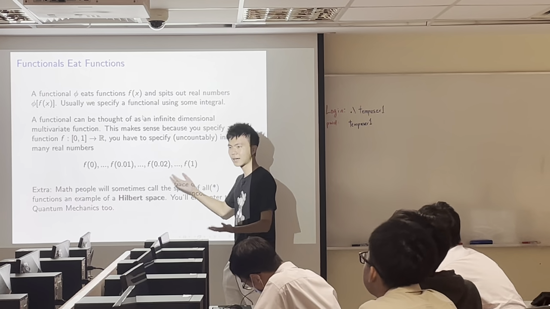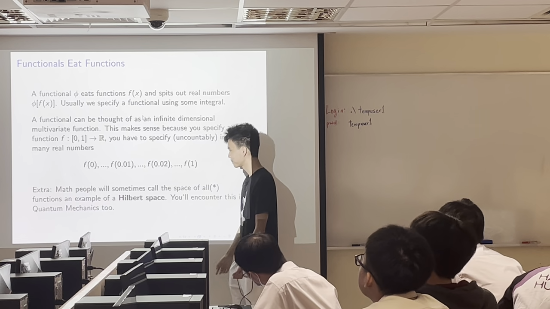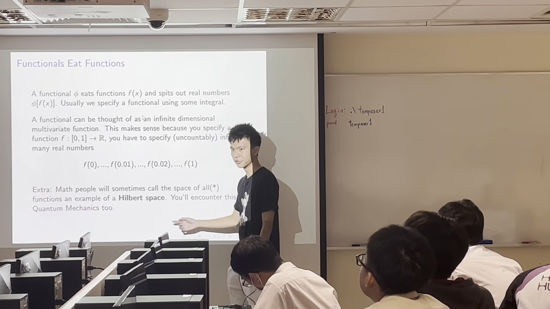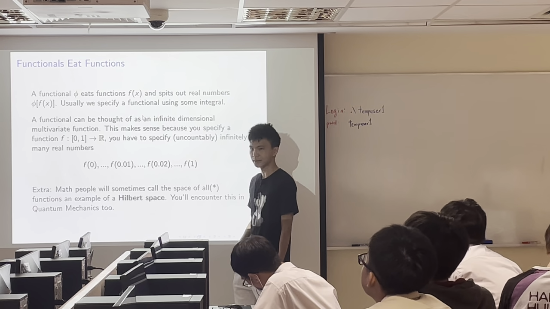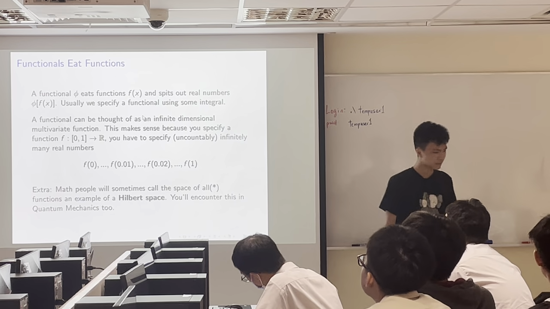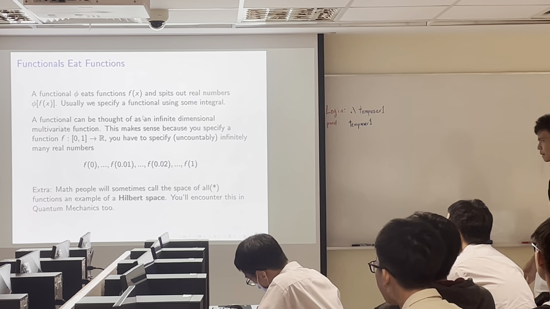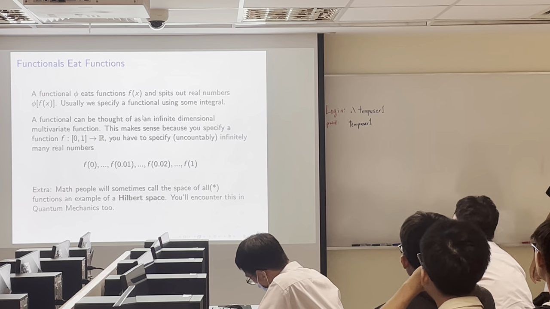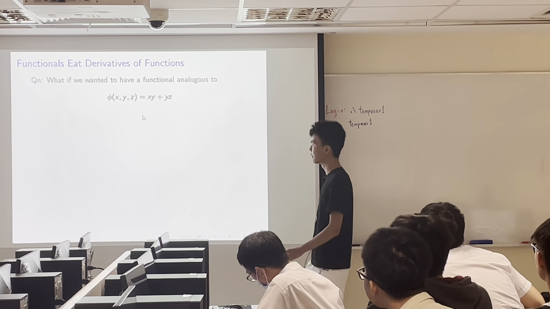There's uncountably infinitely many variables, right? And mathematically, you call this a Hilbert space. So you've heard of that in quantum mechanics, right? We use this idea in quantum mechanics as well. In math, we need to be careful of some stuff about convergence and whatnot. But this is intuition.